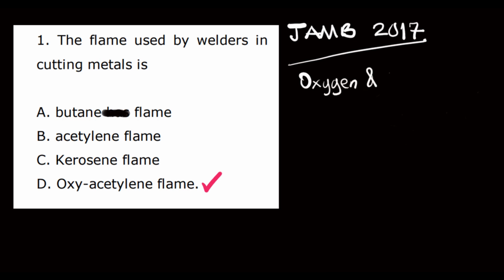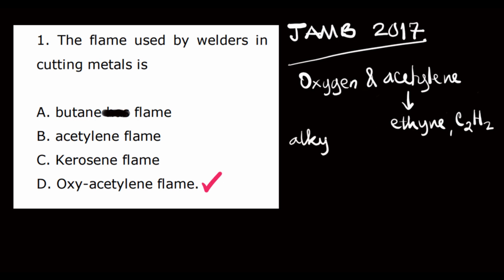and acetylene. And acetylene is also called what? Ethine. That's C2H2. Now, ethine is an alkyne, which is a hydrocarbon, because it contains only carbon and hydrogen. And alkynes, the first member starts with what? A double bond, because they have a functional group, which is what? Carbon, carbon, what? Triple bond.